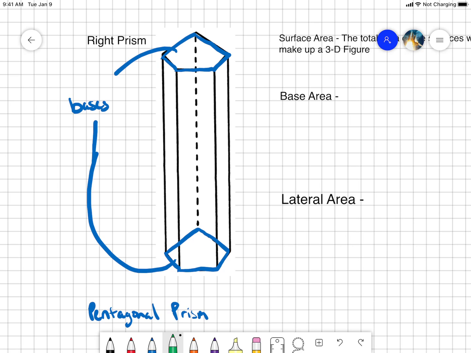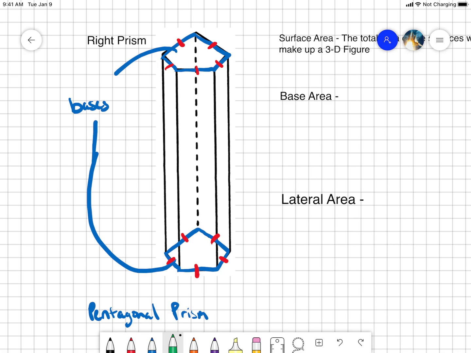Now, in order for them to be a prism, these bases, for the sake of what we're going to calculate, need to be regular, but more specifically, they're congruent, meaning that this side, this side, this side, this side is still congruent to this side, this side, this side, and this side. Okay?